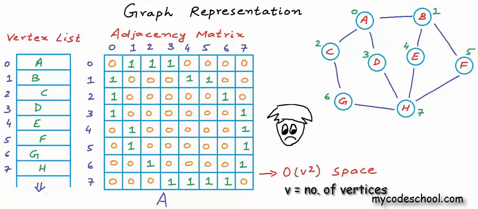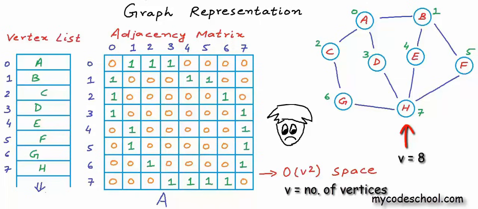In adjacency matrix representation, as you know, we store edges in a two-dimensional array or matrix of size V cross V, where V is number of vertices. In my example graph here, we have 8 vertices. That's why I have an 8 cross 8 matrix here. We are consuming 8 square, that is 64 units of space here.